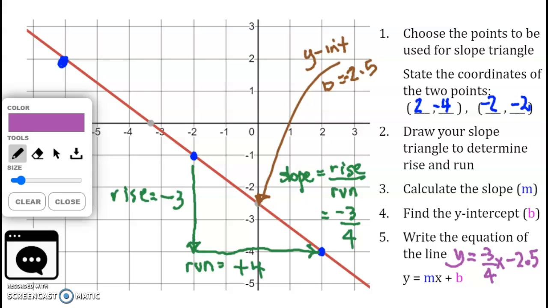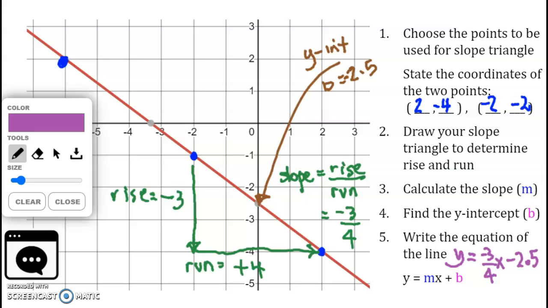So the 2 points that are good will be these 2 points, or you might have also chosen that point. That would have been fine too. But either way, you would get the rise to be -3, run to be +4. So the slope is -3 over 4.